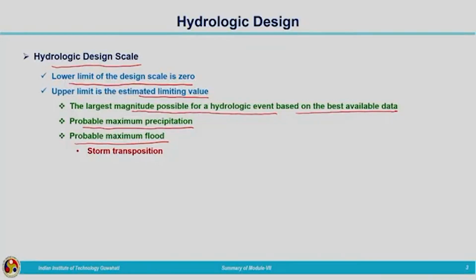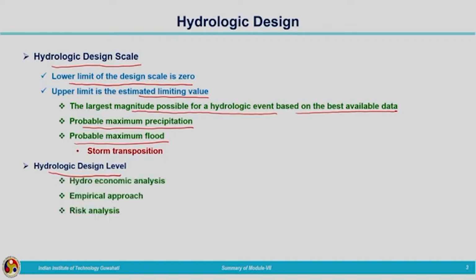That is coming under storm transposition that we have covered. And then coming to the hydrologic design level, how to decide this design level? We have gone through 3 different methods: hydroeconomic analysis, empirical approach and risk analysis. Under risk analysis, we have discussed about the risk and reliability.